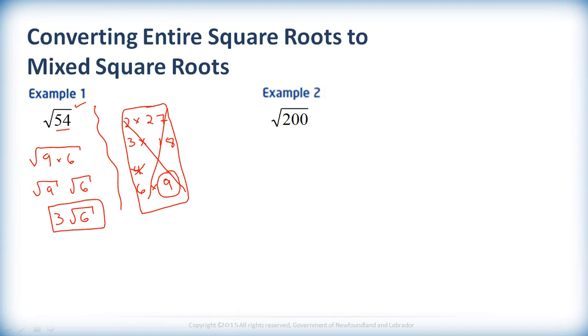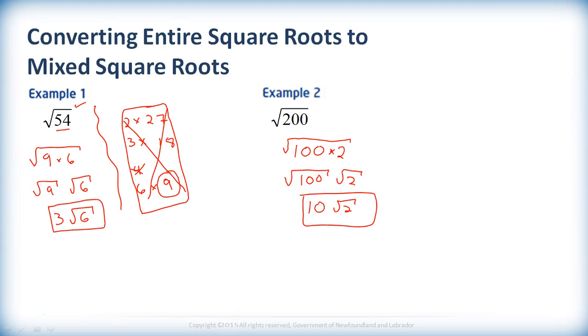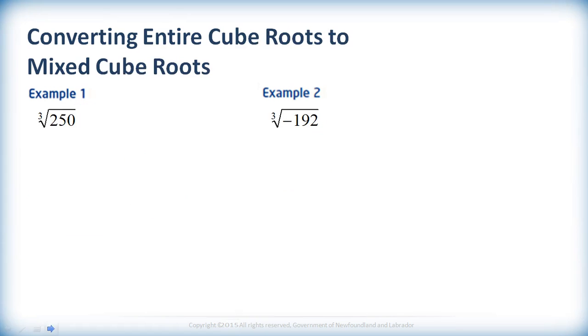So if you don't want to worry about writing out all the factors, you're not going to get a bigger perfect square factor of 200 than 100, because it's already multiplied by this measly little 2 here. So we're going to say this is the same as the square root of 100 times the square root of 2, which I believe to be 10 square root 2. And that's it. That's how we change an entire radical into a mixed radical in simplest form.